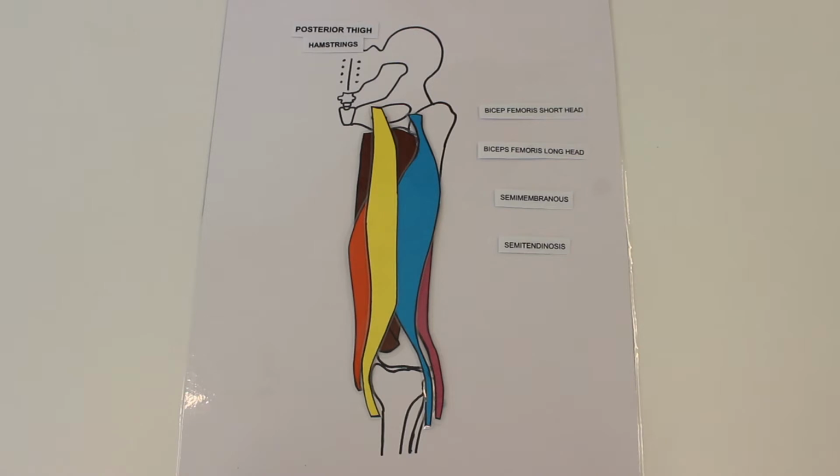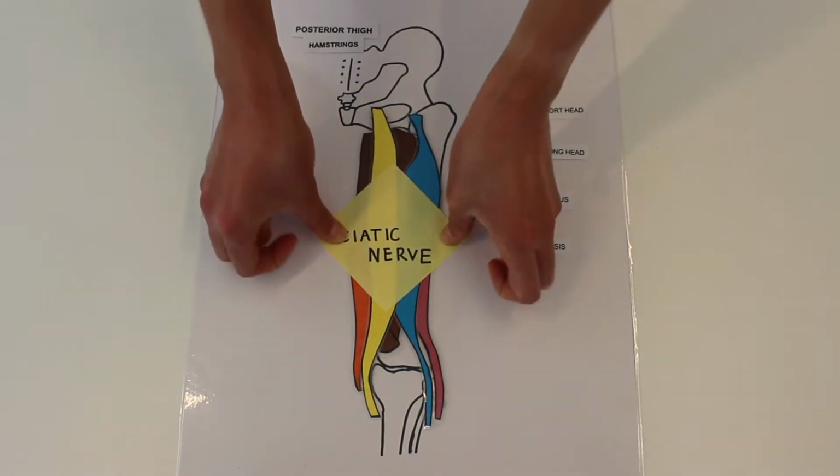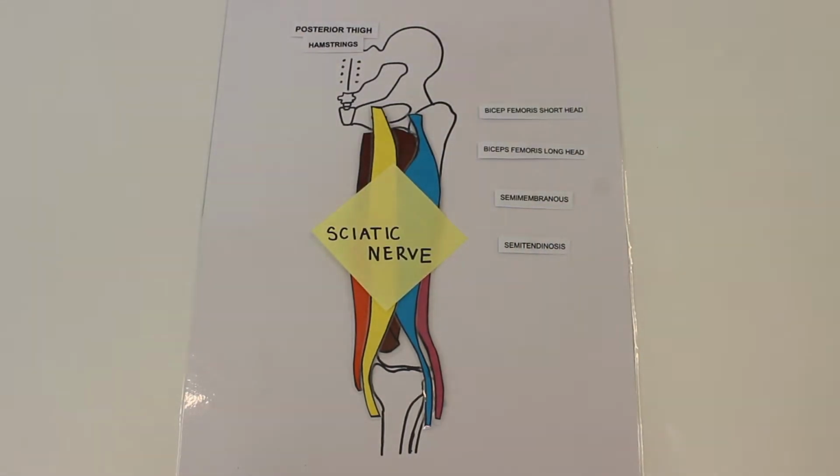The muscles of the posterior thigh are all innervated by the sciatic nerve. Don't forget that the sciatic nerve is sort of a double nerve as it runs down the thigh. It splits at the popliteal fossa to become the common peroneal and tibial nerves.